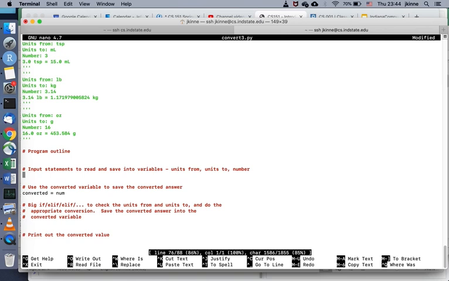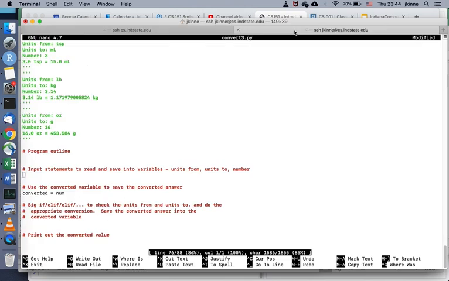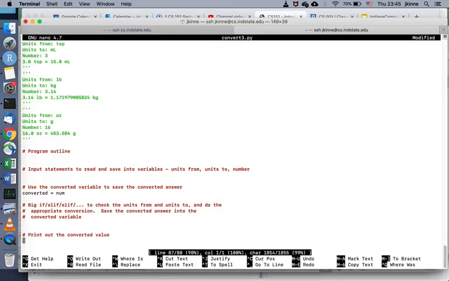And here's your outline. You need to ask for the units. So units from, units to, and a number. That's 3 inputs. Then you're going to have your big if based on the units. And if we look over here, it'll be similar to this, but it's just a different bunch of units to test for. So units from is, and units to, and depending on which ones, you're either going to multiply or divide by the conversion factor. And then print out the converted value. Okay, so that's convert.